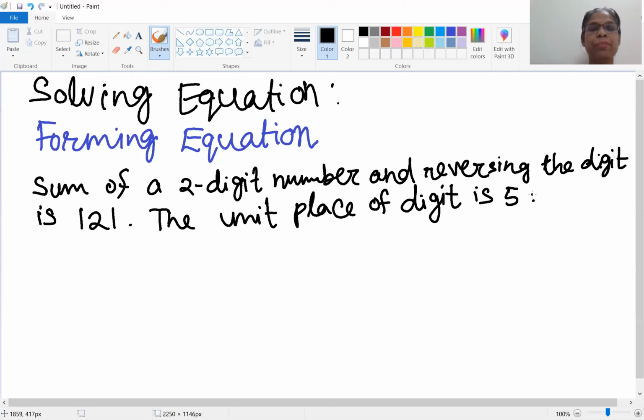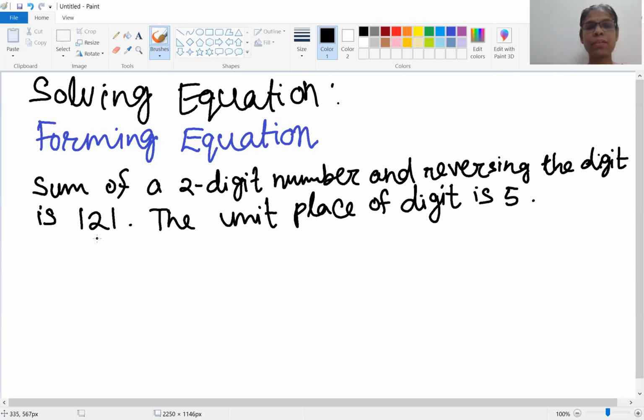Here I have one more problem for you to understand better. The problem is: the sum of a two-digit number and its reversed digits is 121. Let's assume there is a number, it can be 23. If I reverse the number, it means 32. Then the sum of the two numbers is 121.